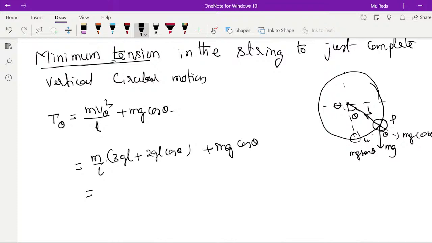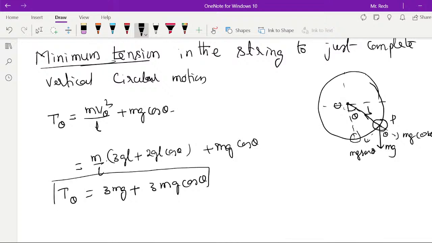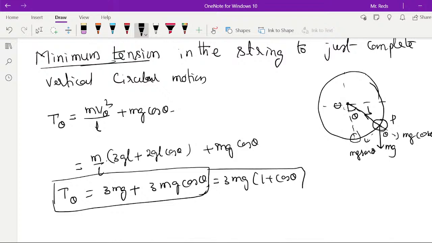So 3mg plus 2mg cos theta plus mg cos theta becomes 3mg cos theta. So we'll get 3mg plus 3mg cos theta is the tension at any arbitrary point. Or you can take mg out and write it as mg into 3 into 1 plus cos theta, also can mention. You can also write this as 3mg into 1 plus cos theta. This is the tension at any arbitrary point.